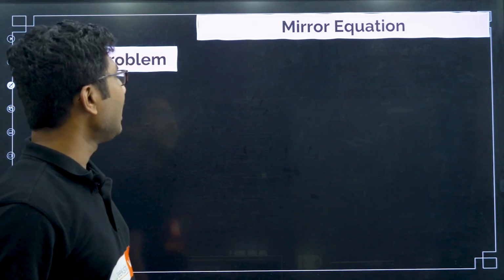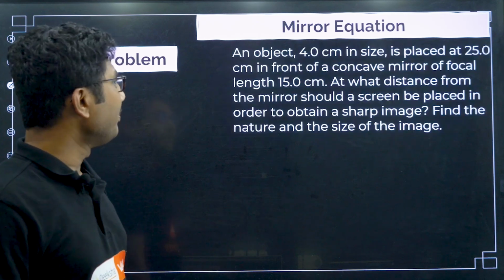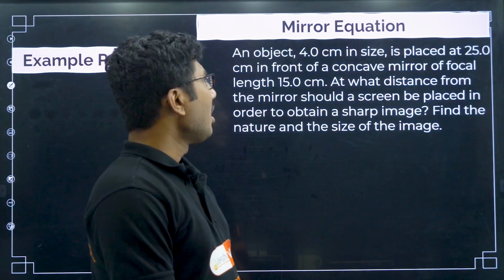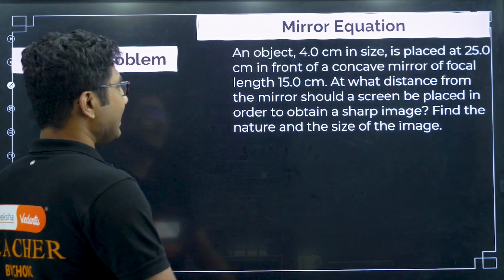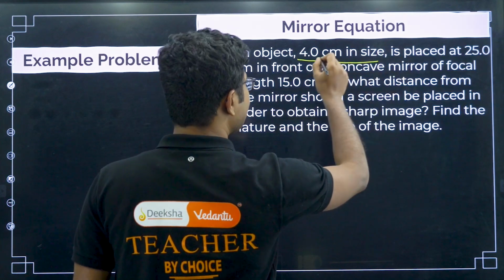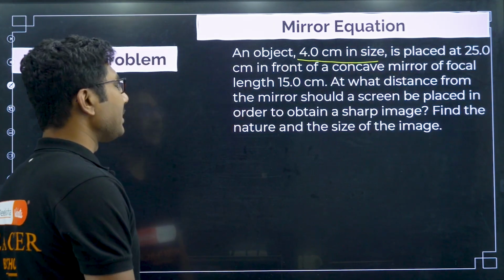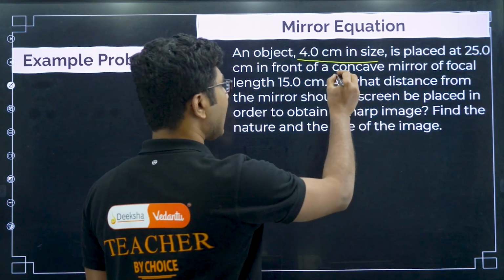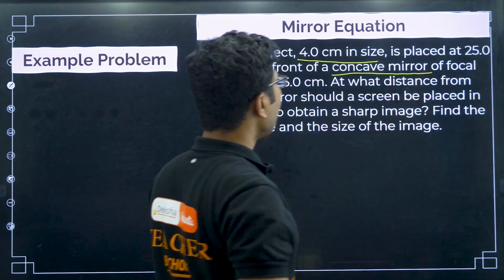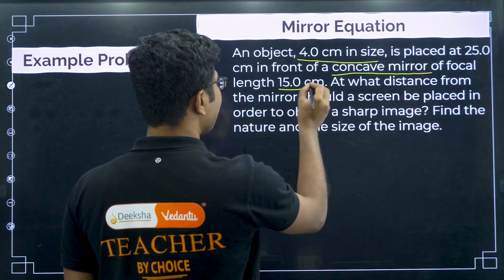Now let us move on to the example problem. An object of 4 centimeter in size, so size of the object is given, is placed at 25.0 centimeter in front of a concave mirror, okay, of focal length 15 centimeter.